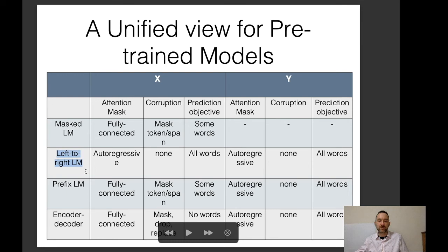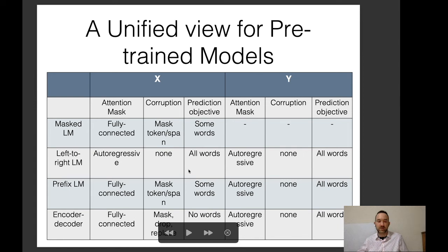In left to right LM, both in the prefix and the suffix, we have an autoregressive language model with no corruption, and we predict over all words. So basically, we're just predicting left to right throughout the entire sequence. For the prefix LM, we replace the input with the masked LM, but then we have an autoregressive LM on the Y side. So you can see it's a very nice combination of the first one and the second one here.